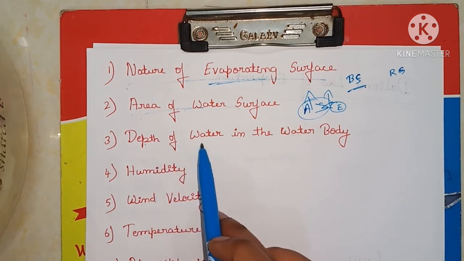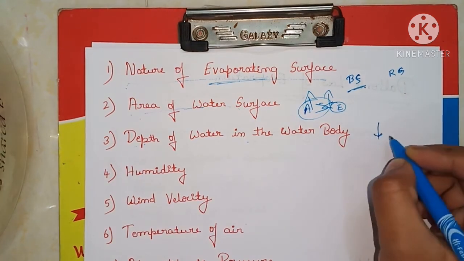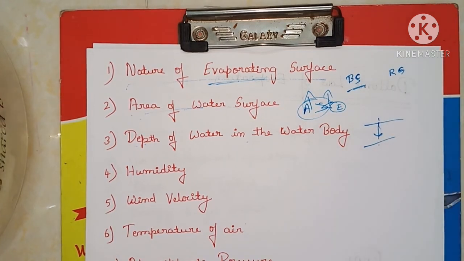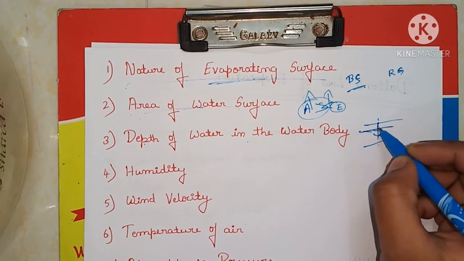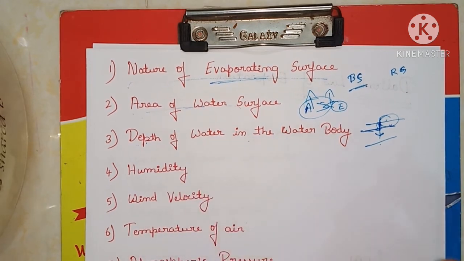Next is depth of water in the water body. Deep water bodies evaporate slower than the shallow water bodies. When the deep water body has more thickness of water layer, that is depth, the heating process of the water will also be lower. So at that time the evaporation will reduce. If the water is shallow, the depth is less, then the amount of water will get heated so easily that the evaporation rate will be more. That is depth of water in the water body.